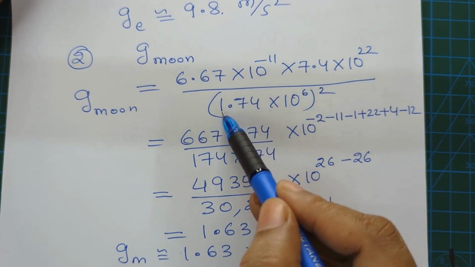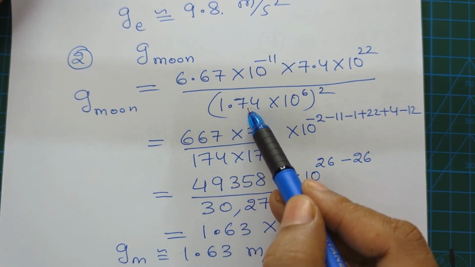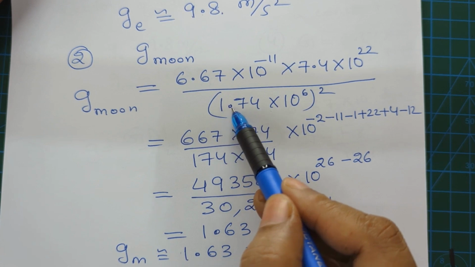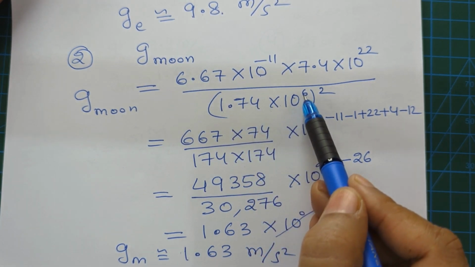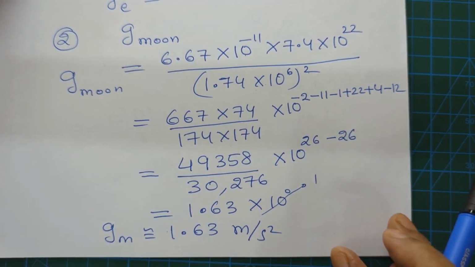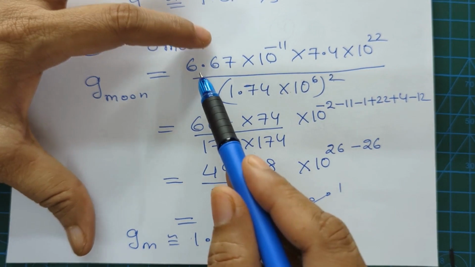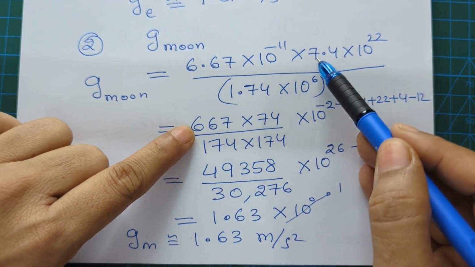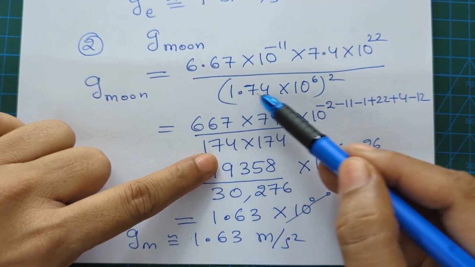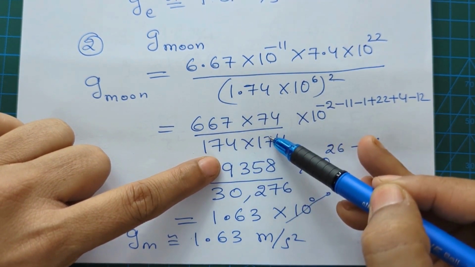Radius of the Moon is 1740 kilometers. When we convert to meters, it appears as 1.74 into 10 to the power 6. Since it is r square, here also we square. How to solve? Put all the numbers together, have the assembly of numbers: 667, 74, 174 into 174. So this is the assembly of numbers without any decimal.